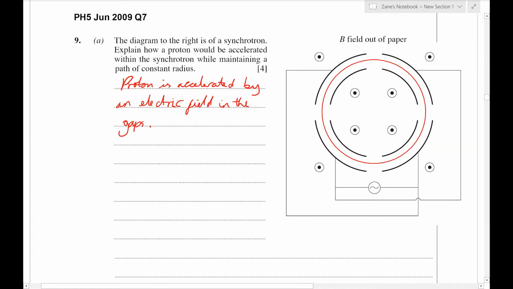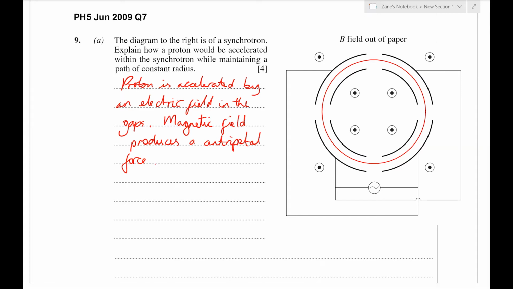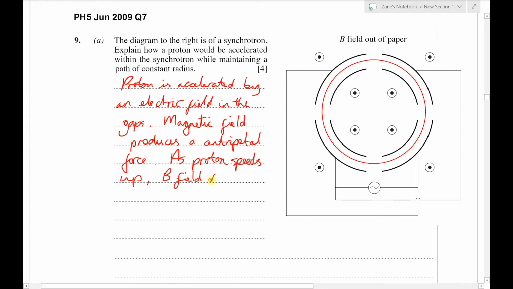Next, we've got to explain how the proton goes around in a circle. So what we're going to say here is that the magnetic field produces a centripetal force. Now what's going to happen is, as the proton is going round and round the synchrotron, it's going to be speeding up every time it passes through a gap, and because of that we need to increase the magnetic field as the proton accelerates. I'll just call it a B field to save a little bit of writing.